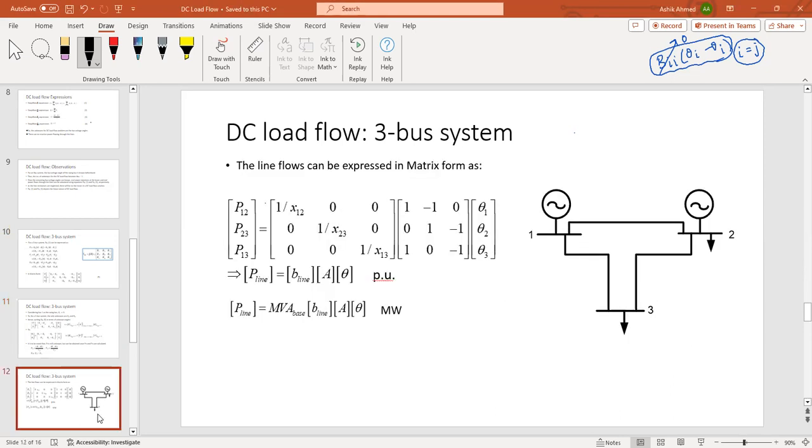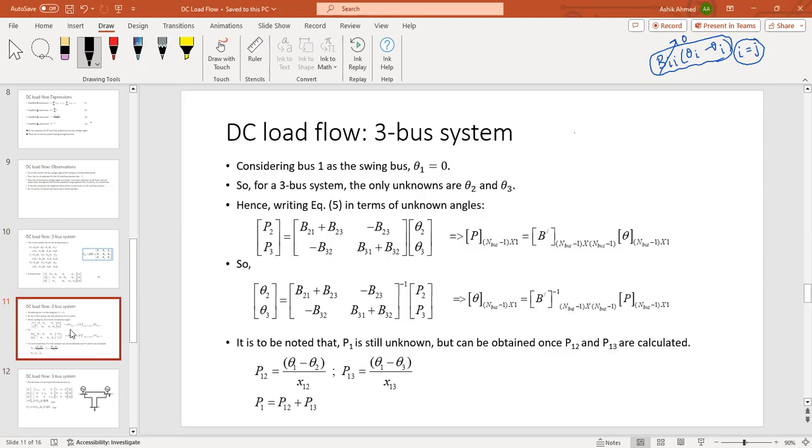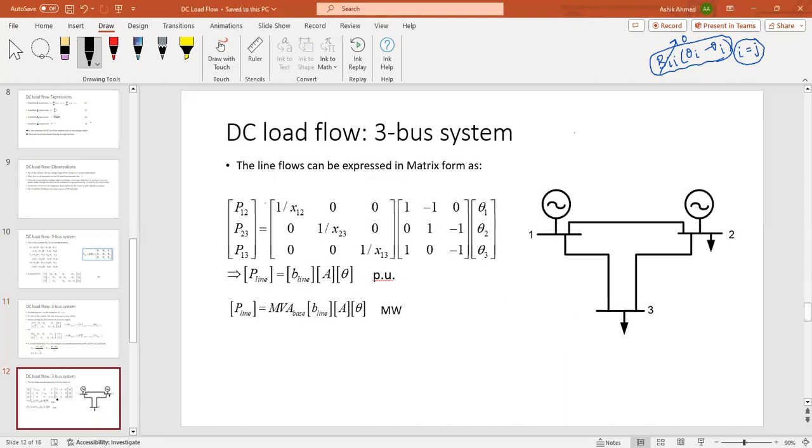Before we start the example problem, we again focus here on the line flow. This line flow, P12 and P13, is for the 2 lines present in our system. But can we generalize these line flow expressions? For generalization, we can adopt this expression. So simply we can see that the line flows can be written as this. Line flow P12, what is P12?